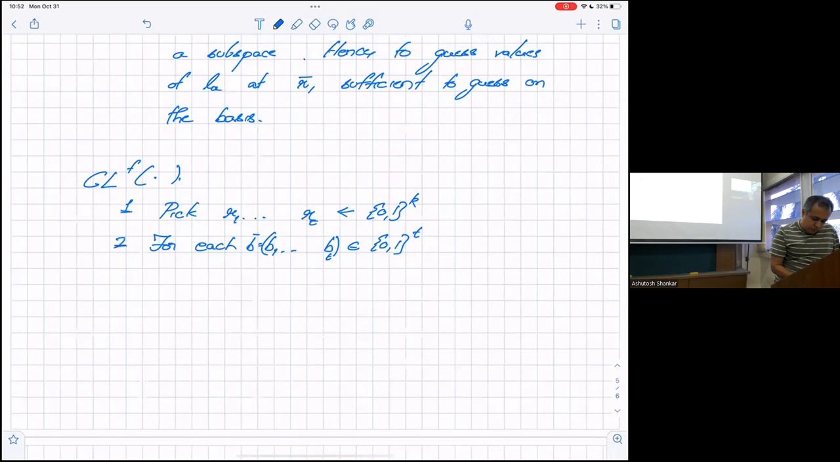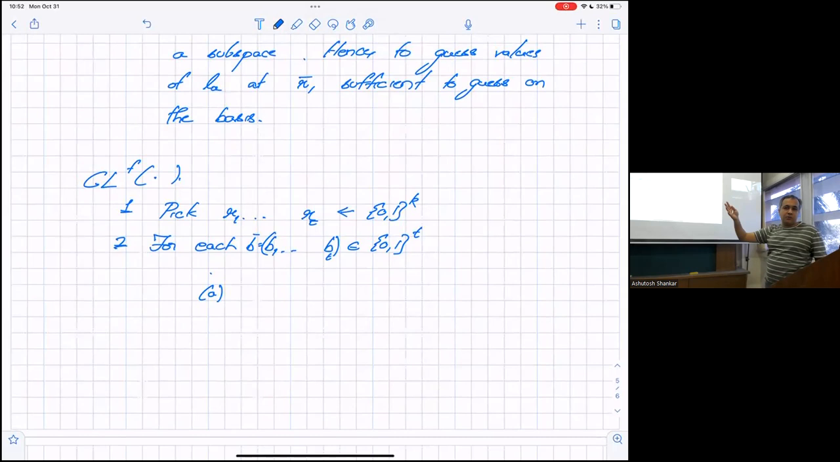What we will do is think of this differently. Previously we thought r1 to rt are all arbitrary points. Now we are going to think of r1 to rt only as the basis, and we will look at the entire subspace spanned by r1 to rt.